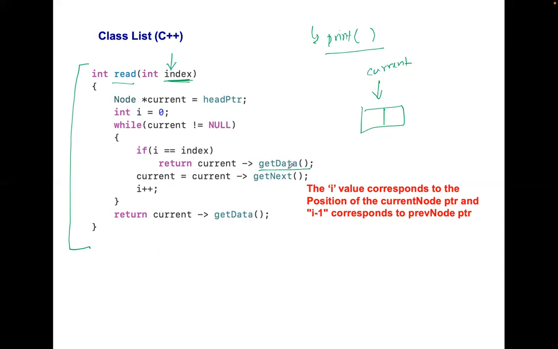How can we access the value? Using the get data function. The function names we are using come from the class definition that we wrote for the node class. The node has a get data function, and using it you can get the value of the data. When i is the same as the index, it will return the data of that current node.